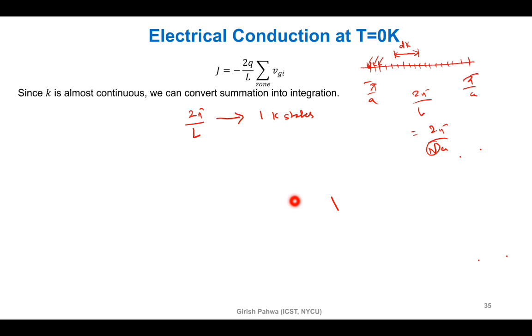So if you have n sites, you have n such spaces. Roughly, I mean there can be n minus 1 or n, depending upon n is even or odd, but when n is large, n minus 1 or n are equivalent, right? So don't worry about it. So one spacing corresponds to 1 k state, right? If you have n, you will have n such spacings. So 2 pi by L, this much width corresponds to 1 k state.